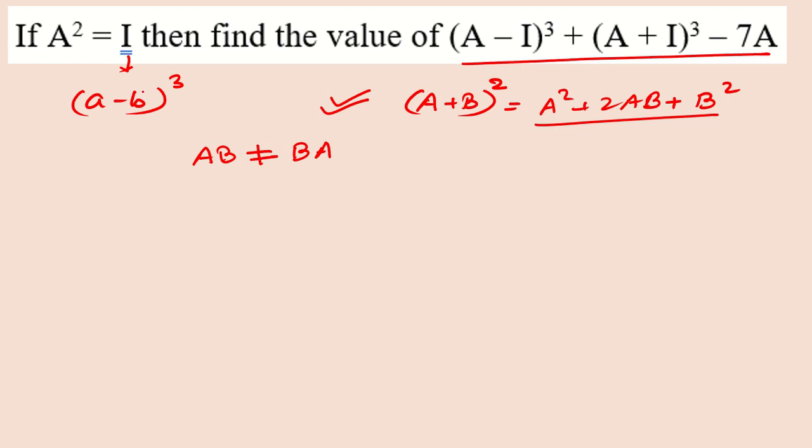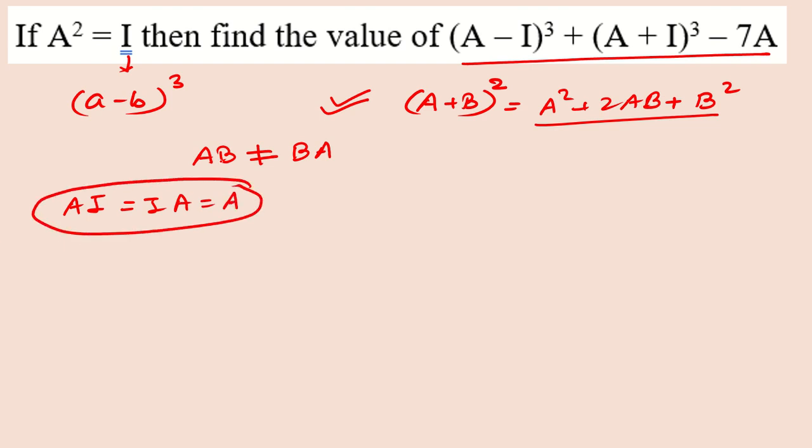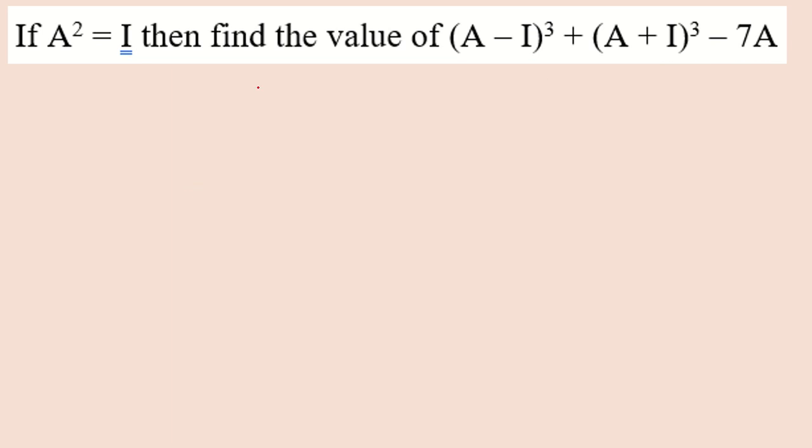But here the identity matrix is given. The identity matrix has the property that AI is equal to IA and it will be equal to A. So because of this, we can use this identity here, (A minus B) cube or (A plus B) cube, whatever you want. Okay, so let's continue the question. The question is this one: (A minus I) cube plus (A plus I) cube minus 7A. So it will be equal to what?